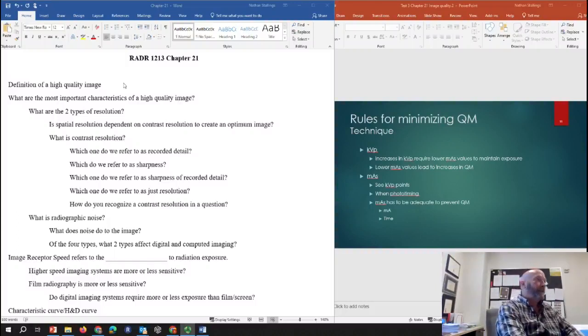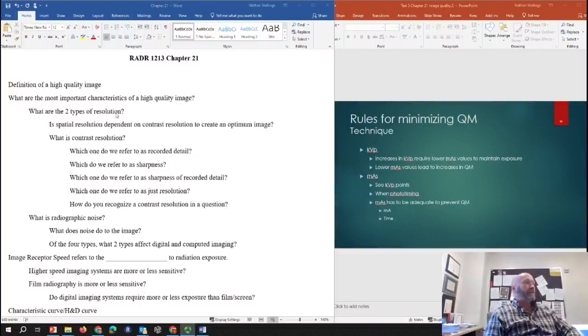So it's both types. The most important characteristics of a high-quality image are that we want to be able to see that spatial resolution, and we also want to see the contrast resolution too. We have to be able to visualize both. And the other two are things that we want to limit. We want to limit the noise, and we also want to limit the artifacts.